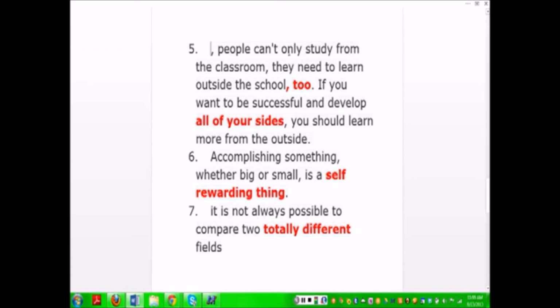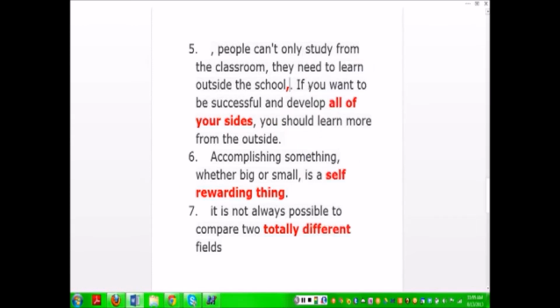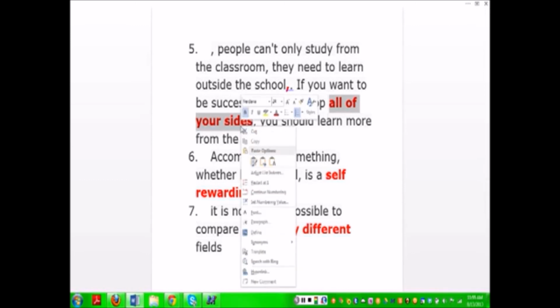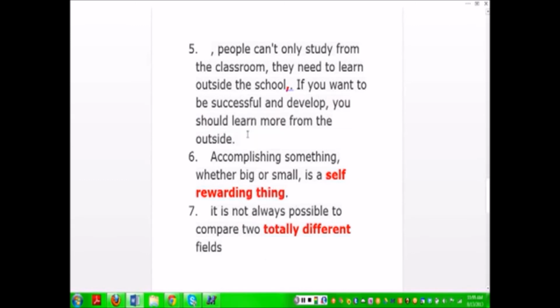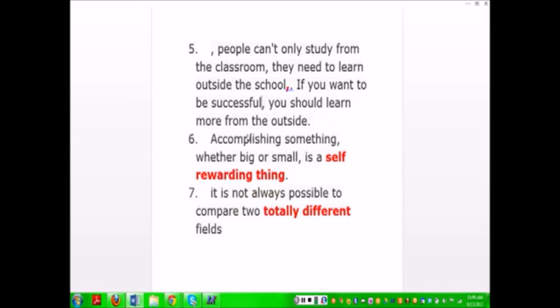Okay, they need to learn outside of school too. Well, you've already seen they can't study only from the classroom. Therefore, the word to here is redundant. And if you want to develop, then develop all of your sides. Now, again, all of your sides, I'm not sure what that means. So you may want to put in another word, but you could just say, if you want to be successful, you should learn more from outside.